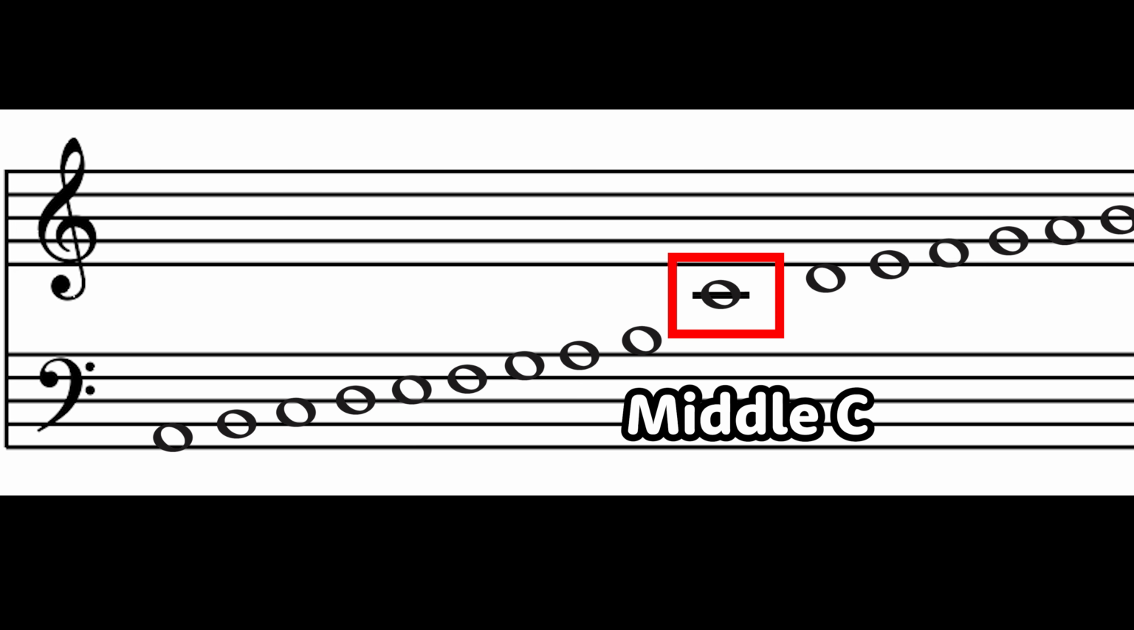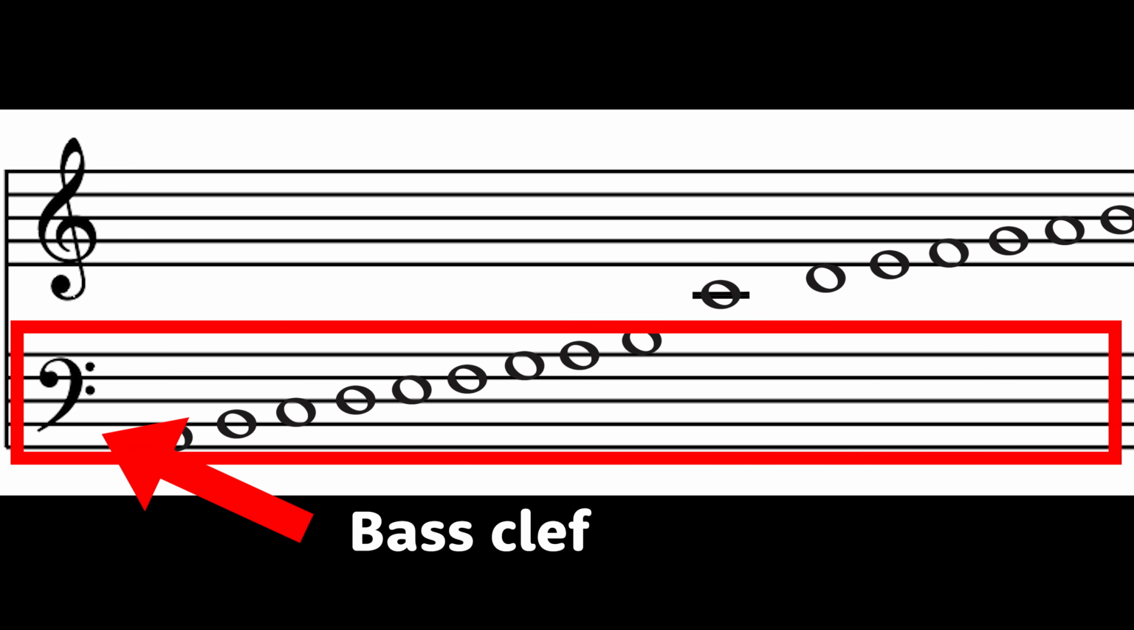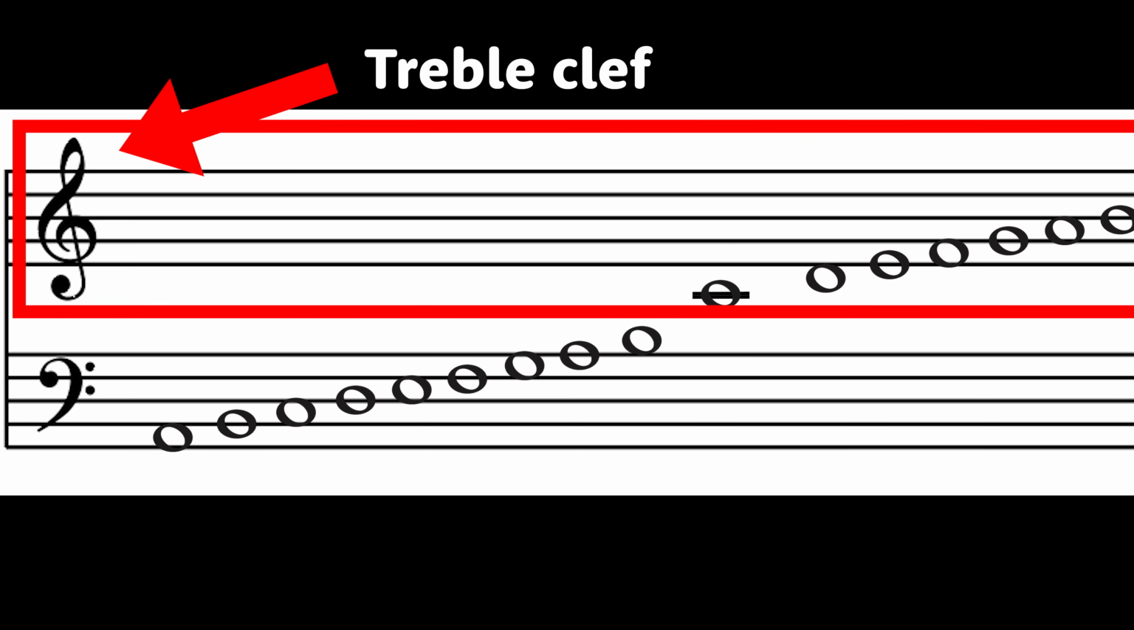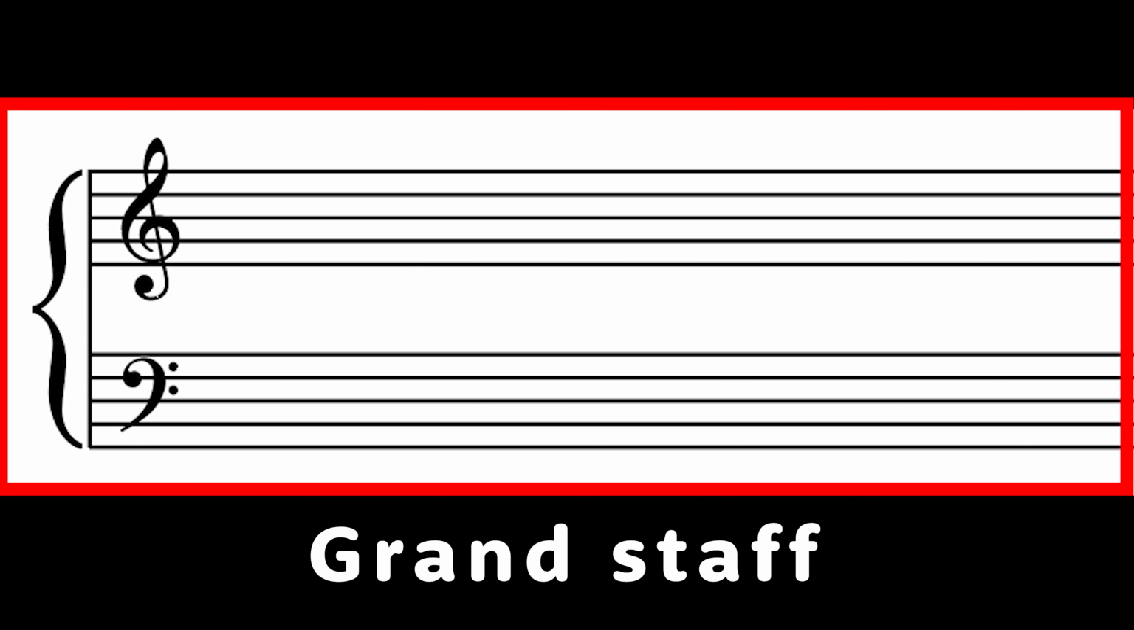In the previous tutorial, I mentioned that one of the most important notes is middle C because it serves as the center point between the treble clef and the bass clef. Since the piano has many keys, it utilizes 2 staves. The lower one is for the bass clef, played by the left hand, and the upper one is for the treble, played by the right hand. In musical notation, these staves are connected by a brace, forming what we call the grand staff.